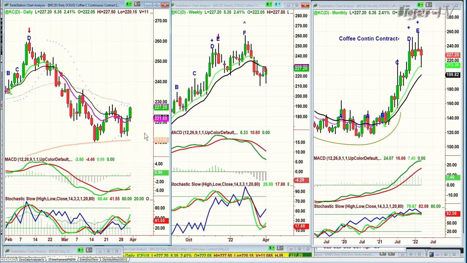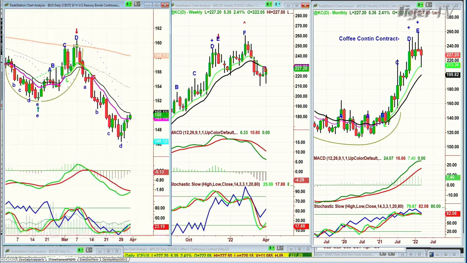235.90. That would be my target. Key support is at 224 to 221 right now. It'll go into a rectangle formation if it fails right here. So that's corn. That is coffee. What else was I going to do?